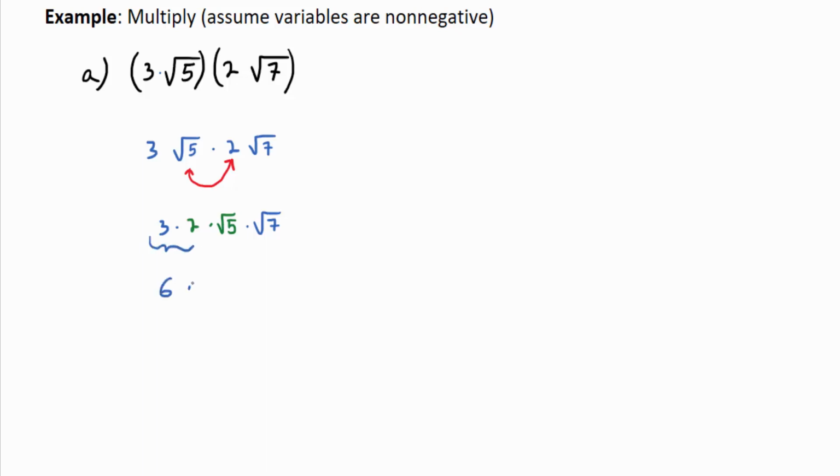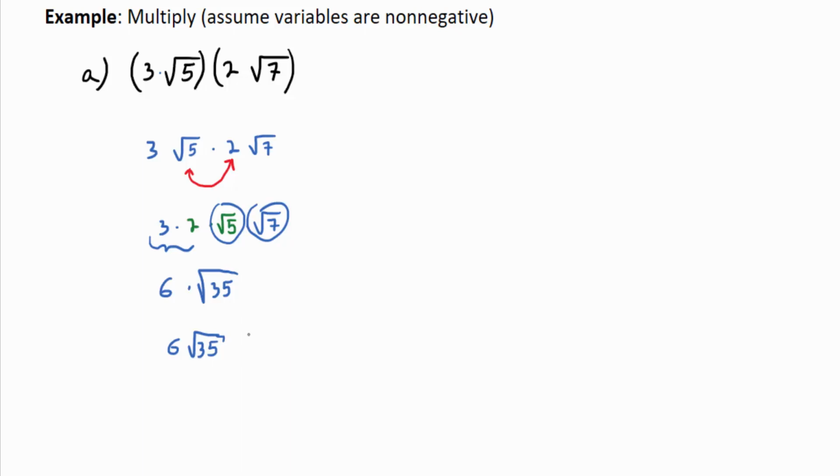And then we know how to multiply radicals together. What's radical 5 times radical 7? Combine it into one big radical. What do you get? Radical 5 times 7, which is radical 35. So you get, you don't need to show the operation, 6 radical 35 as your answer.